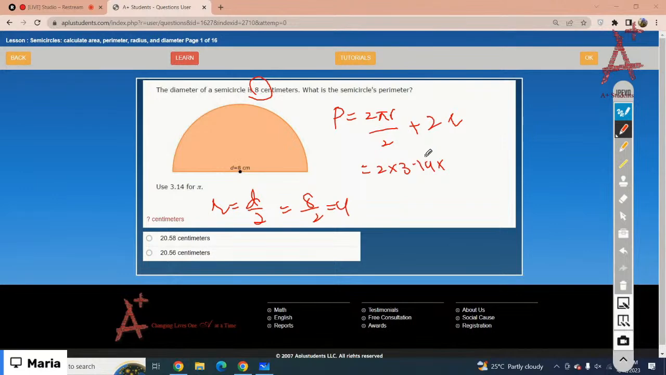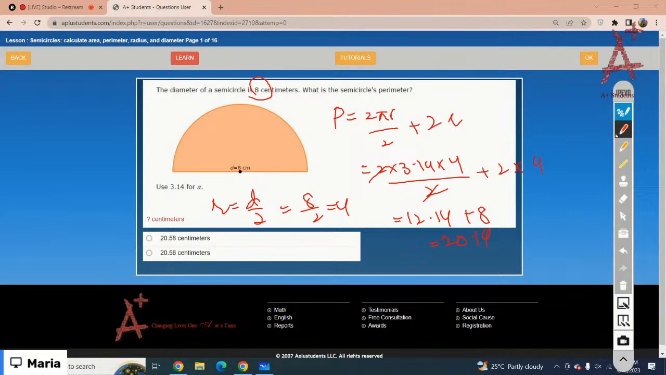So it would be 2 times 3.14 times 4 divided by 2, plus 2 times r, which is 4. So just calculate the values. It would be 4 times 3 is 12.14. 4 times 2 is 8. So when you add, it makes 20.14.